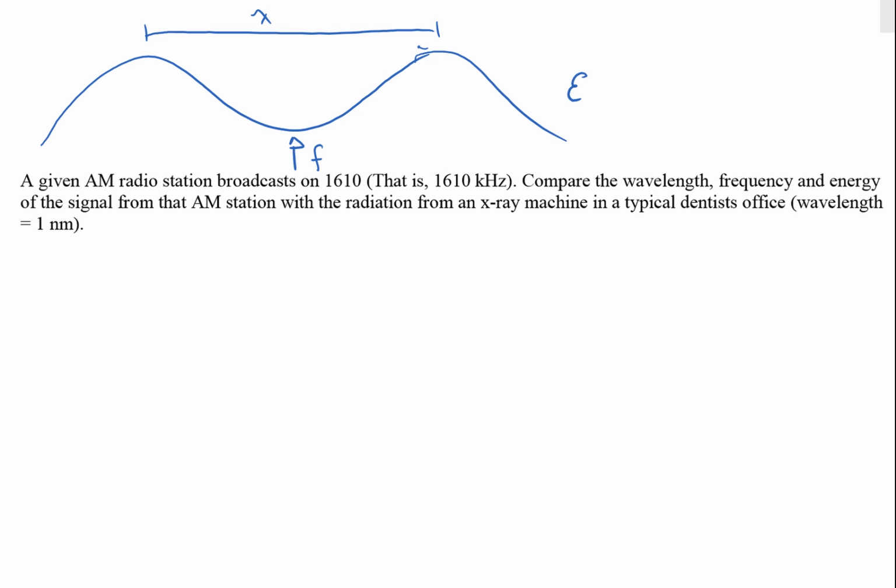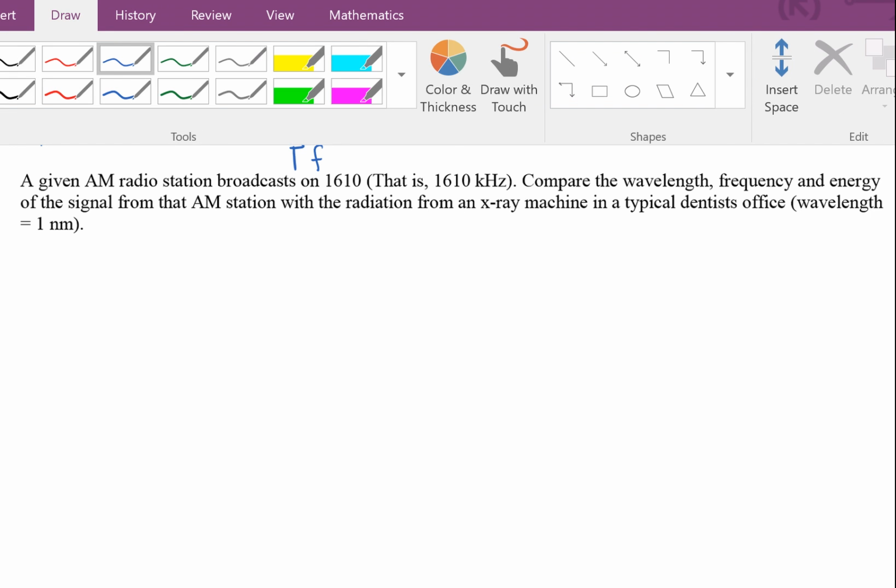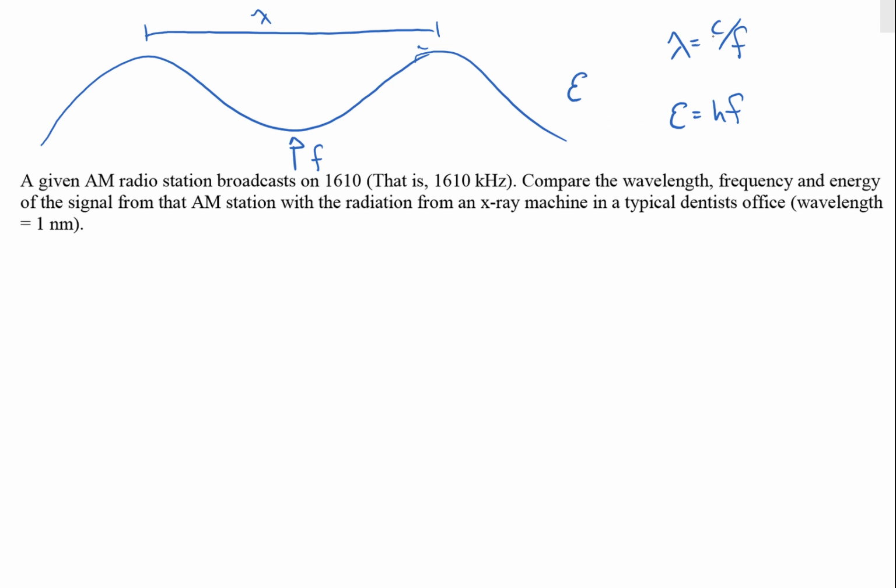There are two equations that govern the relationship between these three variables. First, wavelength is inversely proportional to frequency. We use the proportionality constant c, or the speed of light. Second, energy is directly proportional to frequency, and we use the proportionality constant, Planck's constant. Speed of light and Planck's constant.